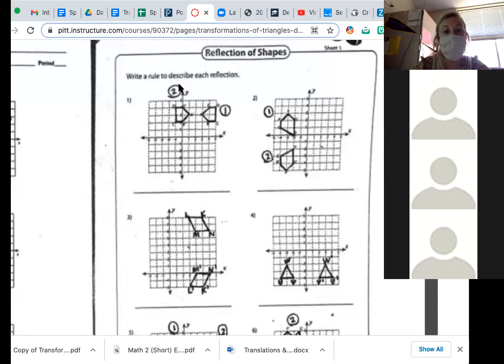So for number 1, it asks you to write a rule to describe each reflection. If you draw a mirror line right in between these shapes, it goes through 2 on the x-axis. So that would be reflected over x equals 2. That's a vertical line, which means it should say x equals.